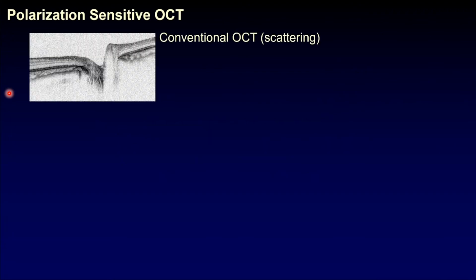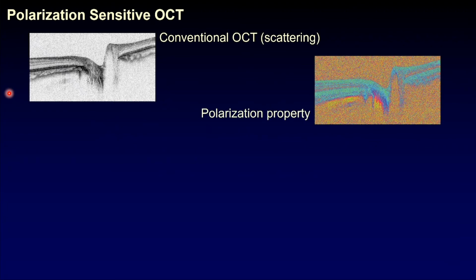Okay, the Jones matrix OCT is an extension of polarization sensitive OCT. So then, what is polarization sensitive OCT? Sometimes we call it PSOCT in short. Okay, the polarization OCT by a single scan gives us, in addition to the conventional standard optical coherence tomography image, the polarization property of the tissue. The conventional OCT is based on the scattering property of the tissue, whereas the polarization sensitive OCT gives us phase retardation and birefringence information.